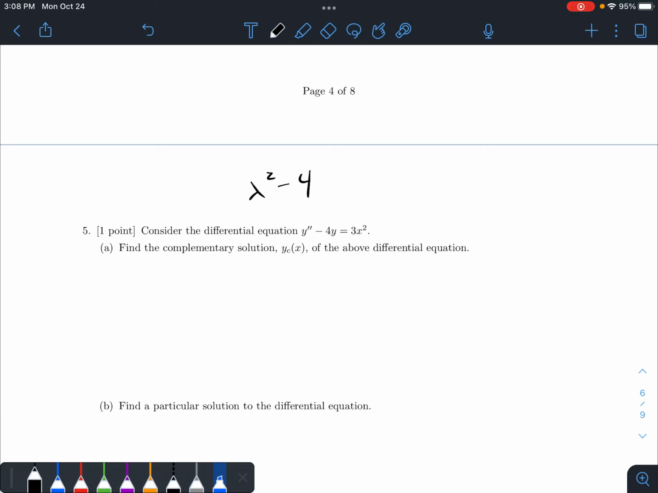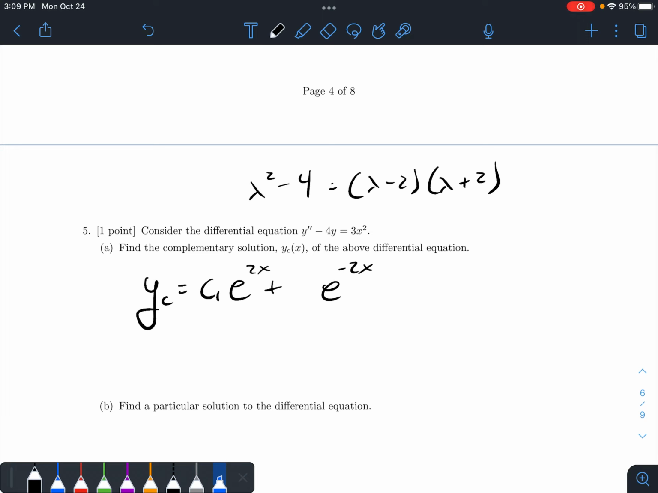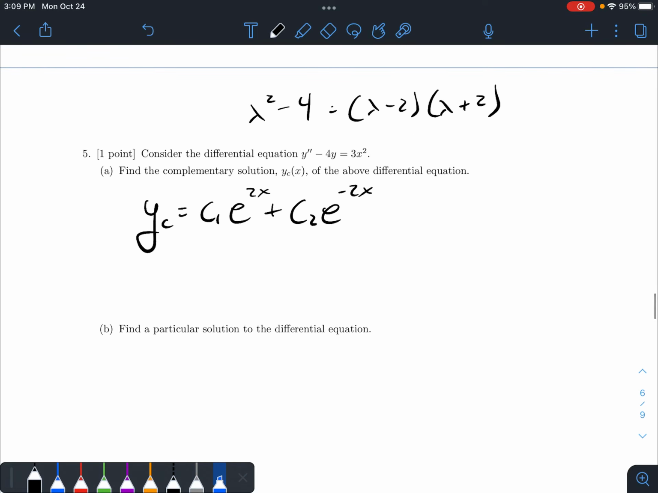Okay, there's no first derivative, so this is just lambda squared minus 4. So this is lambda minus 2 times lambda plus 2 if I factor it. You could do the quadratic equation, and you would find that your two answers are plus and minus 2, and so it'd factor this way. But this is telling us that our y1 is e to the positive 2x, and our y2 is e to the negative 2x. So our complementary solution is equal to c1 times the y1 plus c2 times our y2. So this is our complementary solution.